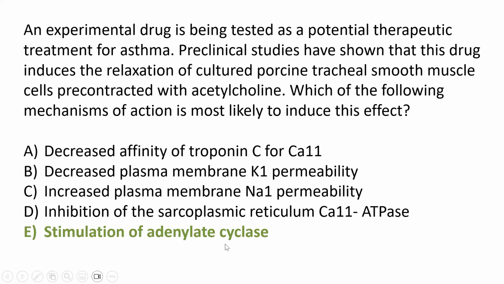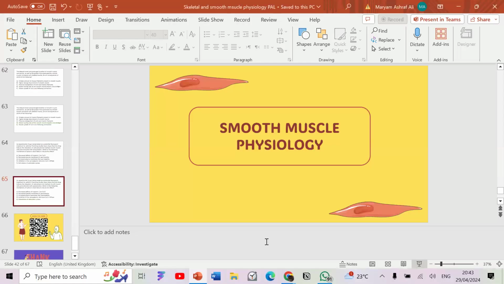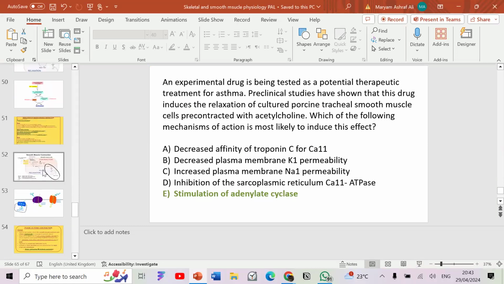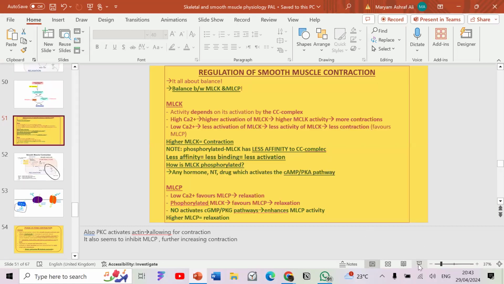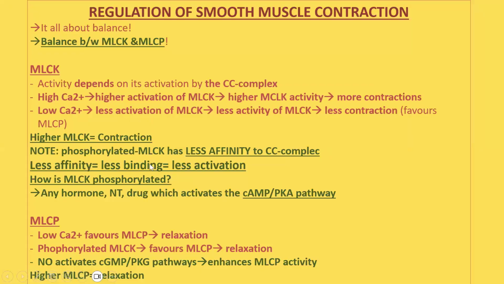Okay, stimulation of adenylate cyclase. Adenylate cyclase is AC, which will convert ATP into cyclic AMP. Let's go back here because I want to show you this. Please bear with me one second. Yes, here. Remember when I said that phosphorylated MLCK has less affinity to the calcium-calmodulin complex? This is because there are structural differences and it's not binding properly to it. What causes the phosphorylation of MLCK? Any pathway or substance which will stimulate the cyclic AMP PKA pathway.